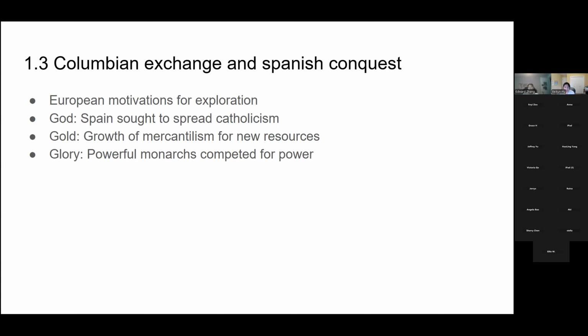And then glory was because the powerful monarchs, right? A lot of them had family ties and stuff. So they wanted to sort of prove that their countries are better. They had very, very big egos, right? So the Portuguese, they wanted to have their own spice trade. The Spanish, they wanted to go overseas and show that they have more power. So a lot of it, the glory, you just have to know it's about egos, right? They all wanted to show their strength and flex their power.